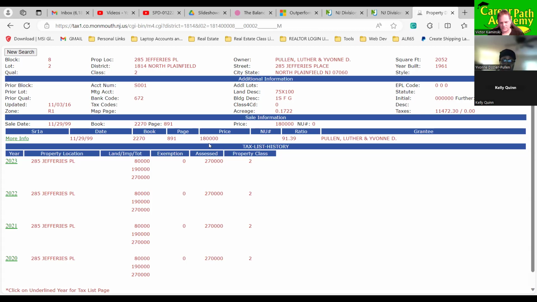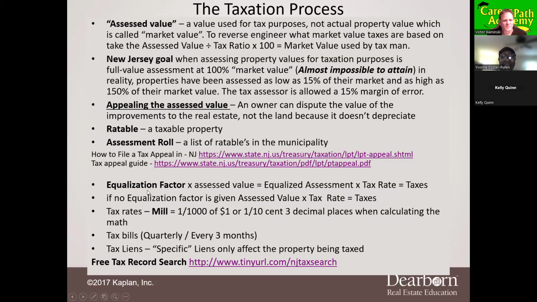Times 100. Something isn't right there, because I'm coming up with your property being $16 million. Okay, hold on a second. What am I doing wrong? So the assessed value divided by the tax ratio.